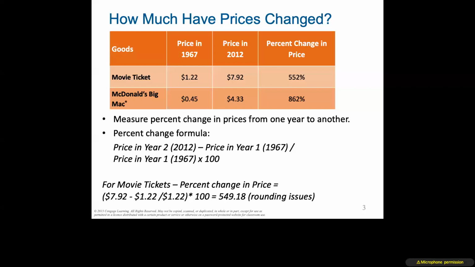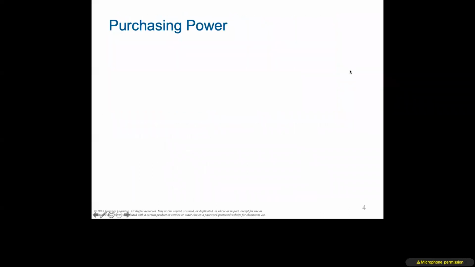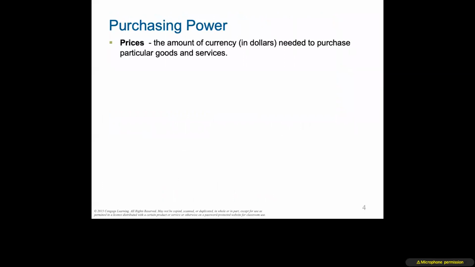So, given that, how are we going to figure out what really is going on? Has the purchasing power changed? What is purchasing power? Well, first of all, you have to consider prices. And what we were looking at were actual physical prices, right? How much a Big Mac costs in 1967? How much a Big Mac costs in 2012? Prices are the amount of currency, in our case in dollars, needed to purchase a particular good and service.